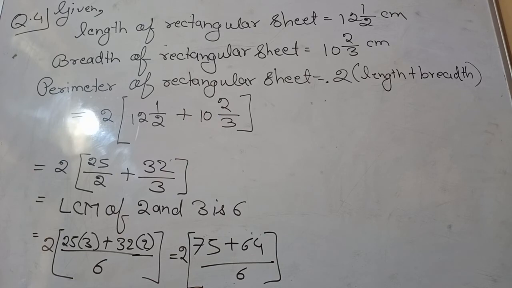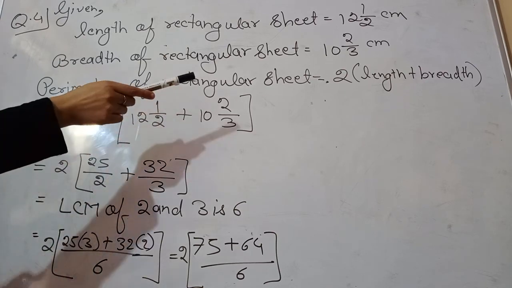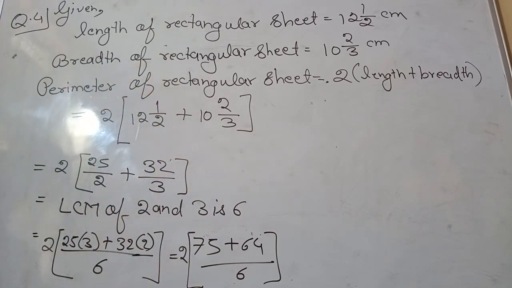Now, moving towards question number 4, see what is given. Length of the rectangular sheet is given 12 1 by 2 centimeter and breadth of the rectangular sheet is given 10 2 by 3 centimeter. And what we have to find out? We have to find out the perimeter of a rectangular sheet. So according to the formula, what is the perimeter? Perimeter is 2 into (length plus breadth). Okay, so 2 into (length plus breadth).